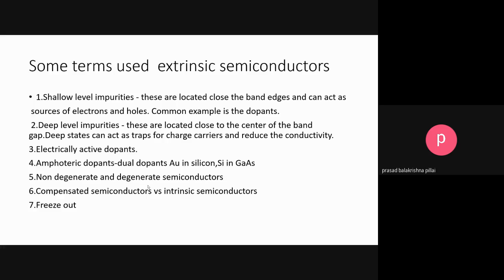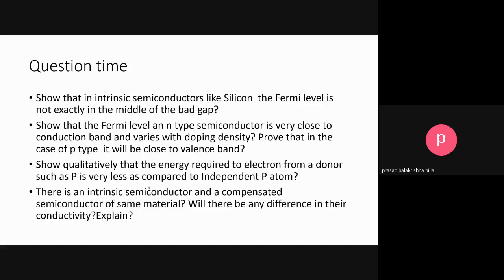Then let us look into some of the questions I have prepared. It's not very exhaustive, but some of the things will add to your understanding. Earlier I said that the Fermi level for an intrinsic semiconductor will be in the middle of the band gap. Now you have to prove that it is not exactly in the middle. It's slightly above the middle. So you have to work out the problem.